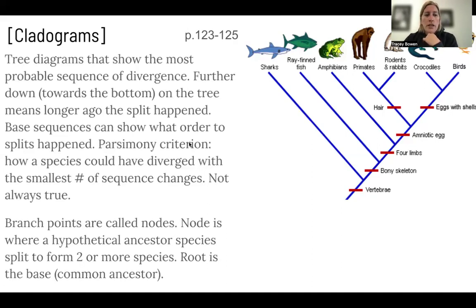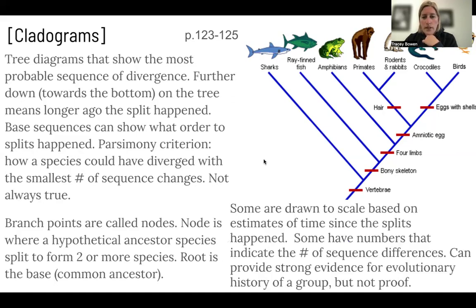Branch points are called nodes. A node is where a hypothetical ancestor species split to form two more species. So that would be a node right there, and that would be a node right there. And the root is the base common ancestor, so that would be, in this case, vertebrae. Some are drawn to scale based on estimates of time since the splits happened, so you would have longer lines for longer split times. And some just have numbers that indicate the number of sequence differences. Using these cladograms and looking at the relationship in DNA can provide strong evidence for evolutionary history of a group, but it's not proof.